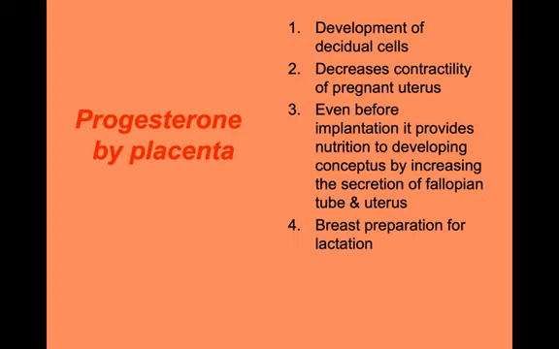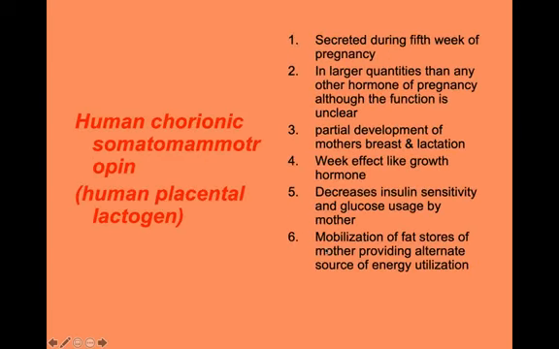Another hormone produced by the placenta is progesterone. As I've already mentioned, it causes the development of the decidual cells, which provide nutrition before the placenta starts full functioning. It also decreases contractility of the pregnant uterus. It basically inhibits the contractility of the pregnant uterus to avoid a miscarriage or abortion. Even before implantation, it provides nutrition to the developing conceptus by increasing the secretion of the fallopian tubes and the uterus. It also causes the breast preparation for lactation.